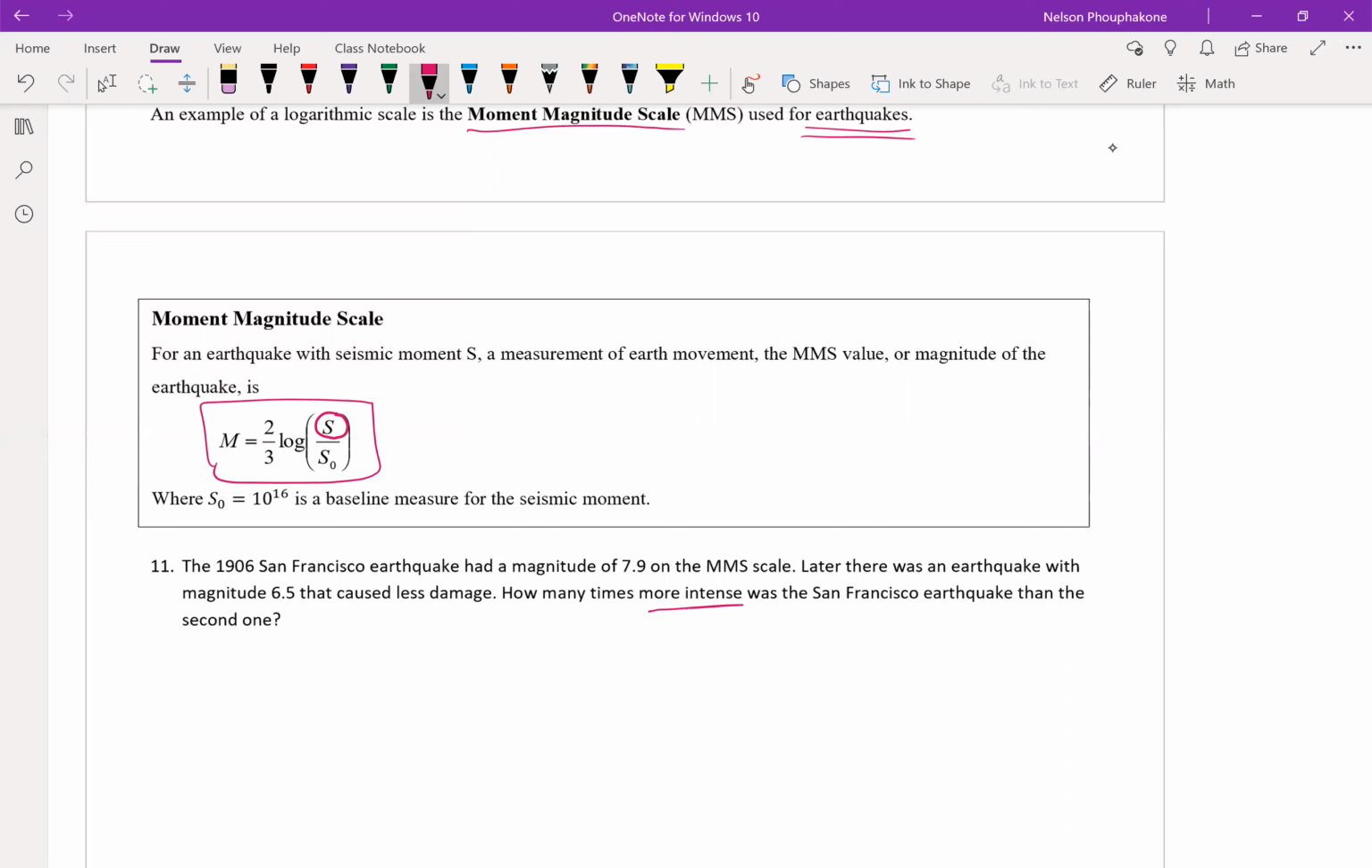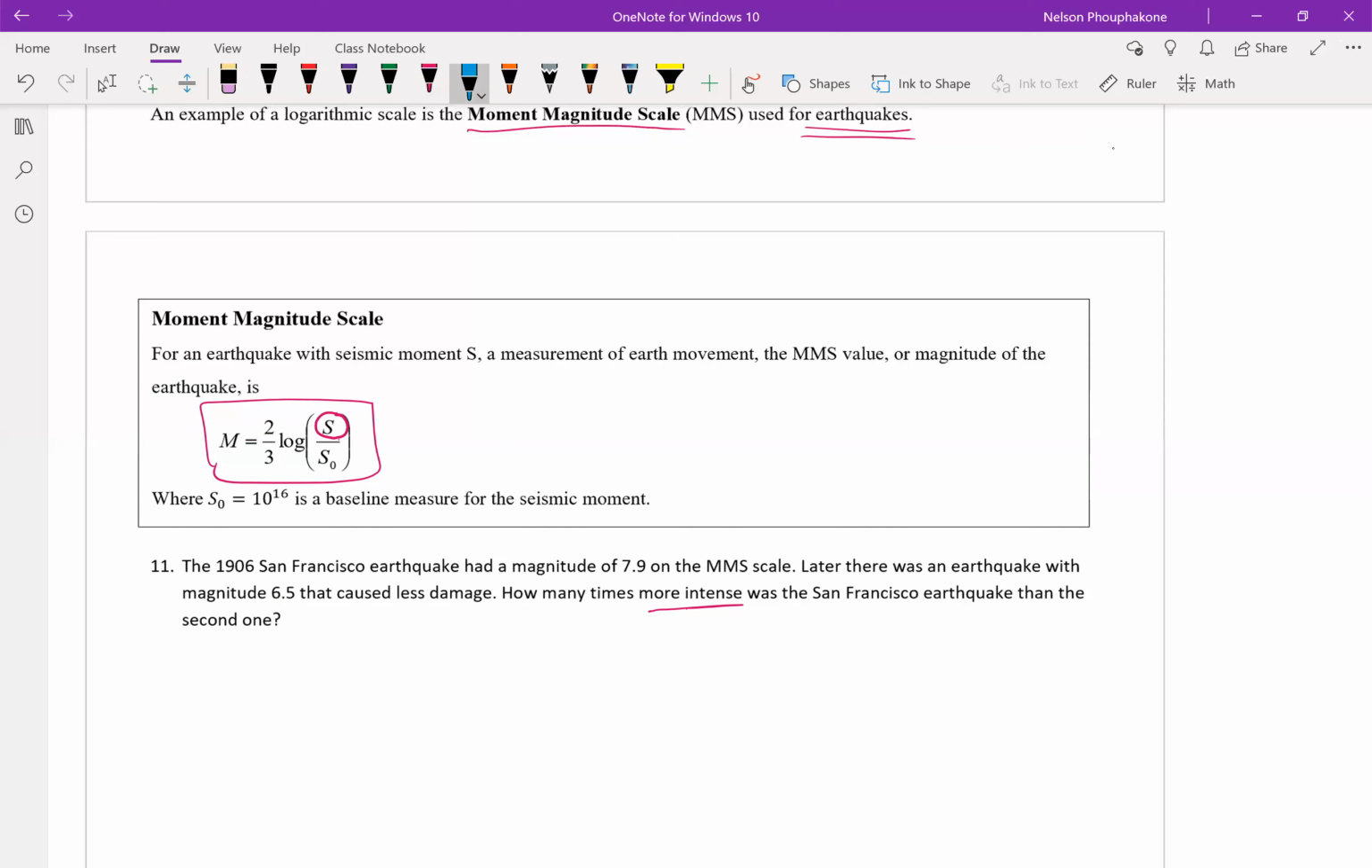So what I'm going to do here is find what is the S value if the magnitude is 7.9, and also what is the S value if the magnitude is 6.5. Then we will be able to compare how many times more intense in this case. Okay, so then let's see how we do this.